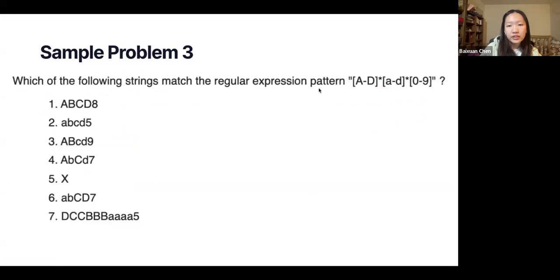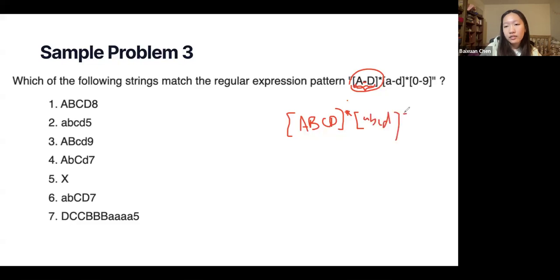Which of the following strings match this regular expression? So what this expression is saying is, again, remember the brackets represent any letter that is inside the expression in the bracket, and remember the dash represents all the letters in between. So this part is saying the expression can start with any number of letters that are in A through D, which is basically A, B, C, and D. And then we have any number of letters that are lowercase a, b, c, or d.